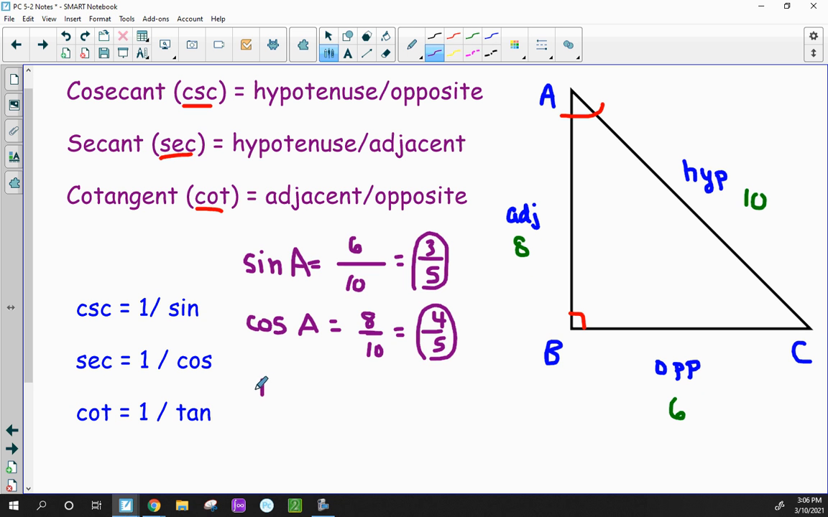Next is the tangent. The tangent of angle A can be found by doing opposite over adjacent. Opposite from angle A is the side labeled 6. Adjacent is the side labeled 8. Reduce your fraction, and that will be 3/4.